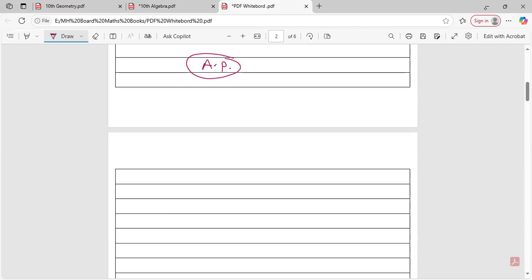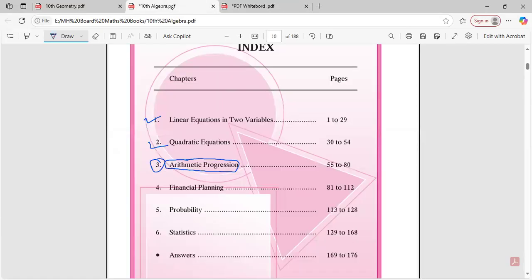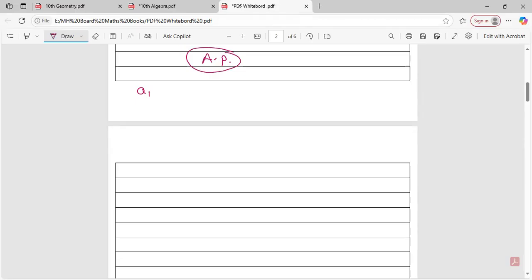Okay, now see, a1. I'm using the symbols which were used in your 10th syllabus, NCERT. In the book that I'm referring to now, the symbols used are like T1, then for a2 it is T2, that is term 2.